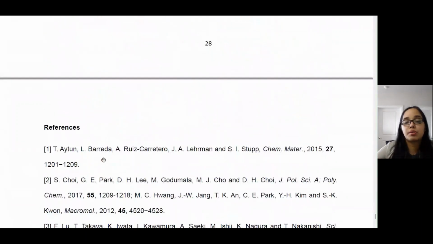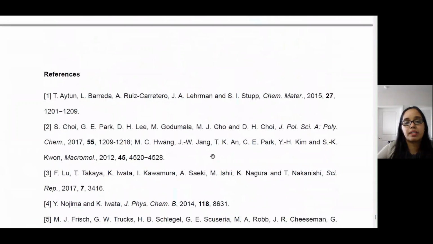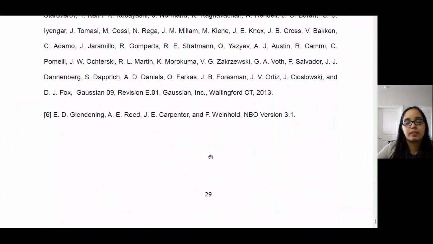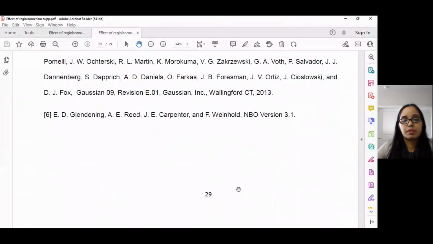Supporting information may also have some references. If you have referred to some particular paper for using some methods, you can refer to it towards the end here. So this is how you need to read a paper. So I hope it is clear and you will be more effective in your research journey and in reading a paper.